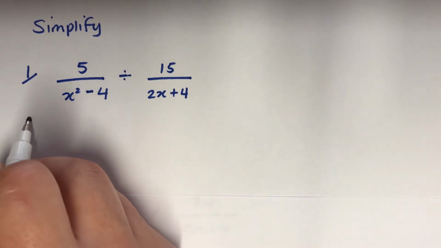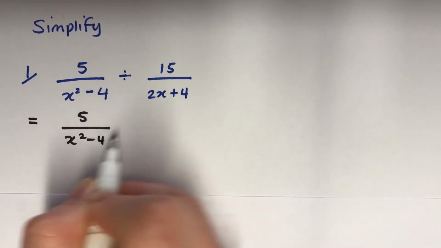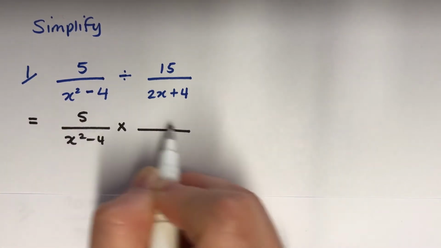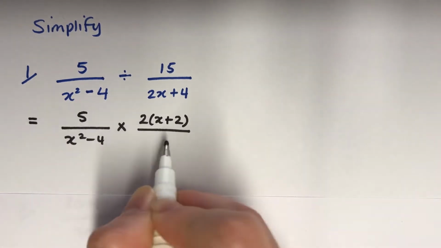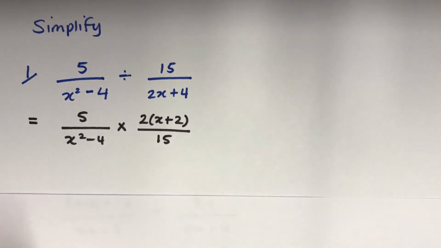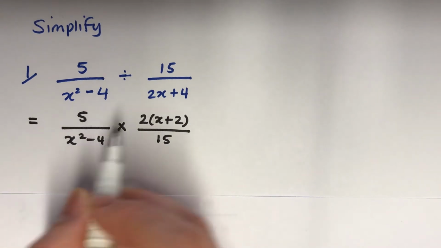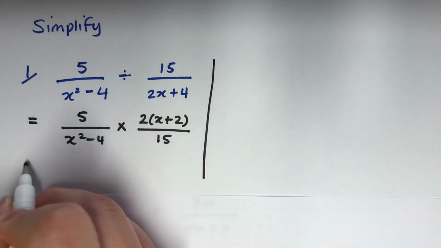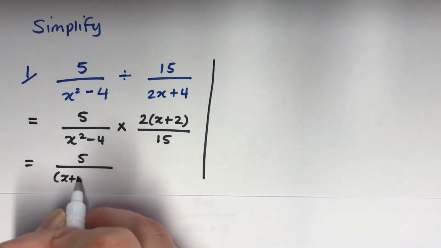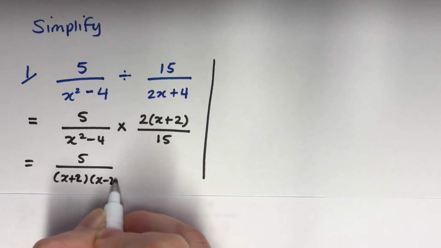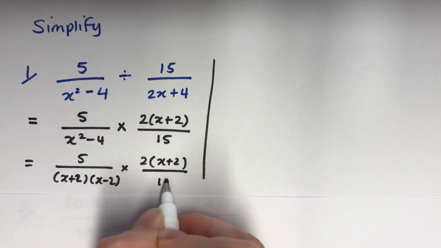So first things first, I'm going to go -4, flip this. While I'm flipping, I might just simplify that a little bit further. Okay, now in here, what's this one? This is a difference of two squares. So I could actually factorize a little bit. 2x minus 2 times 2x plus 2, 15.